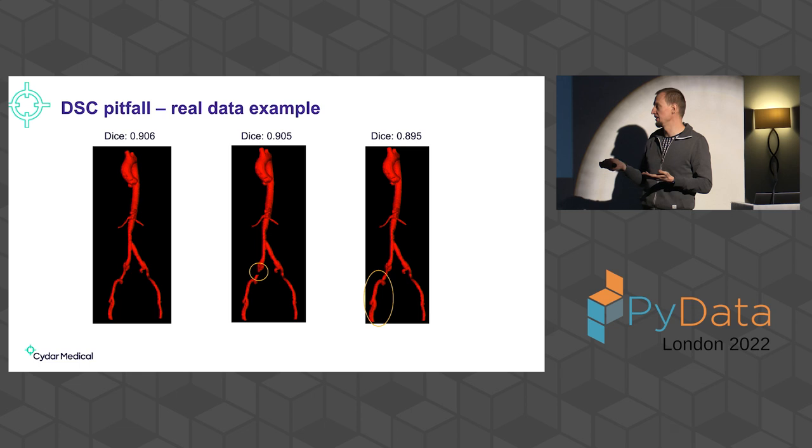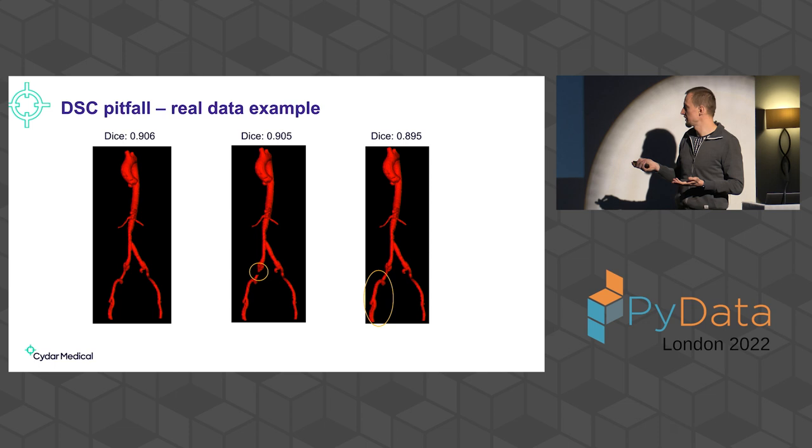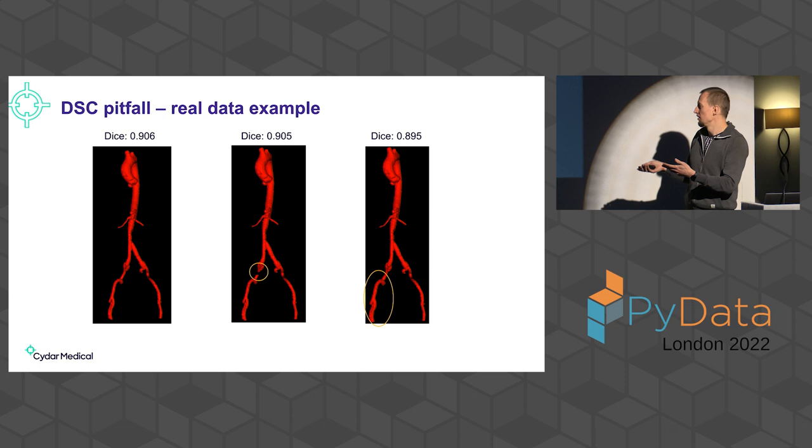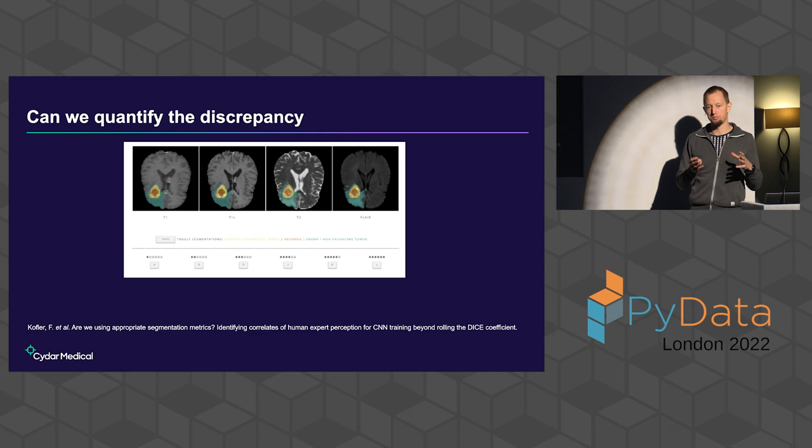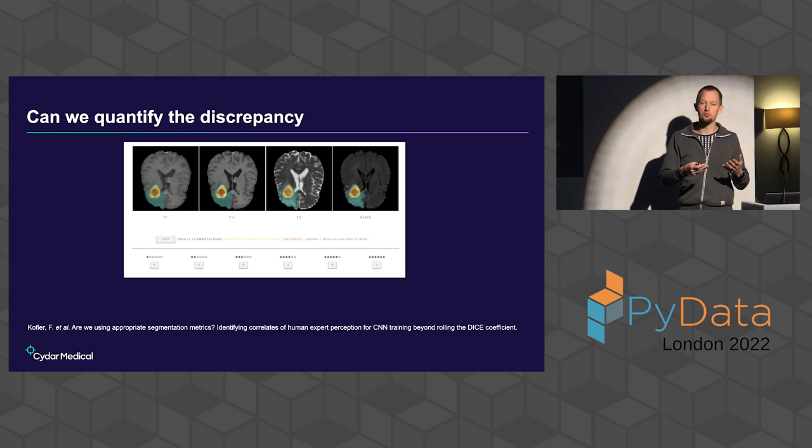At the same time, here you see a segmentation that has some erroneous over-segmentation, and it has a different Dice score now. It deviates more from the original one, although it would be clinically acceptable. So this is the kind of error that we can handle. So we know there exists a discrepancy between commonly used metrics and the human subjective quality estimate.